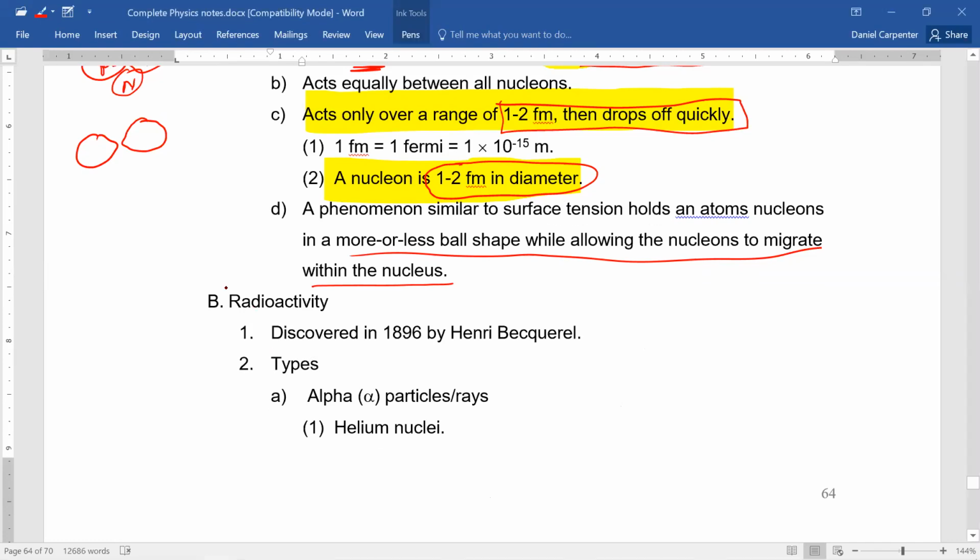So radioactivity, now we're talking about natural radioactivity. There's actually a lot of different kinds of radioactivity.